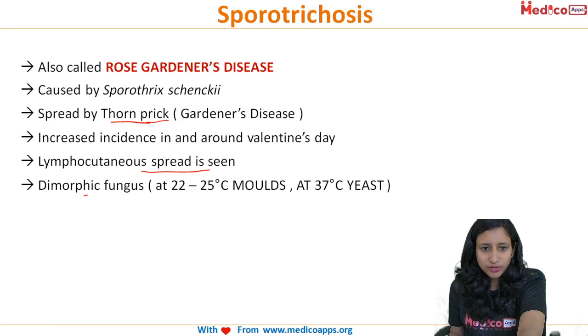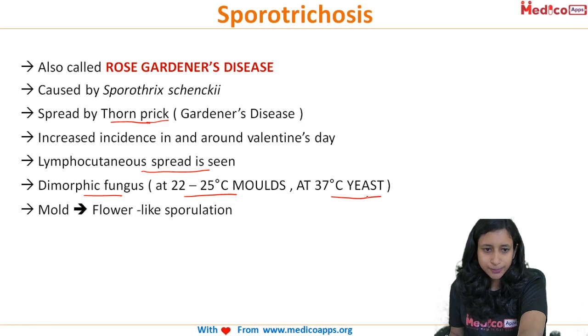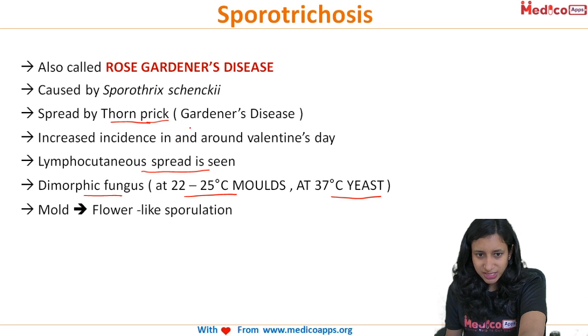Now it is a dimorphic fungi where it exists as molds at 22 to 25 degrees centigrade and is seen as a yeast at 37 degrees centigrade. Now what do you see in the mold form? When you see a culture at 25 degrees centigrade, you see a mycelial growth.